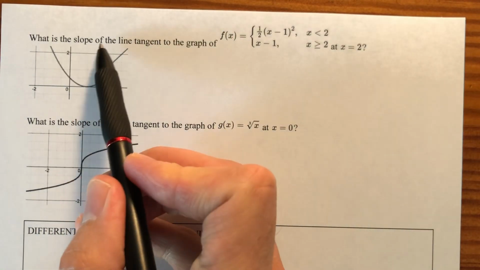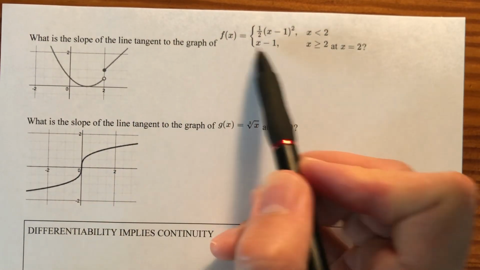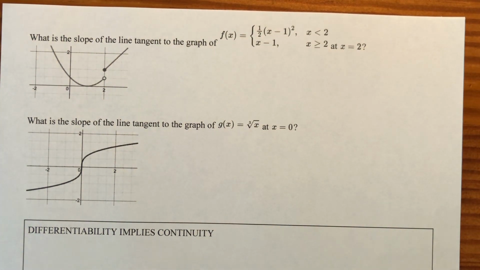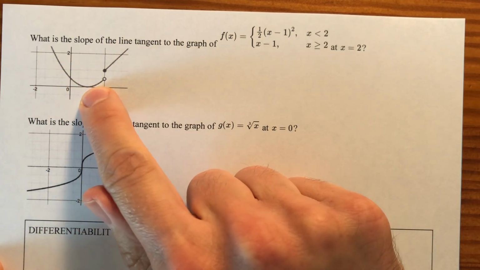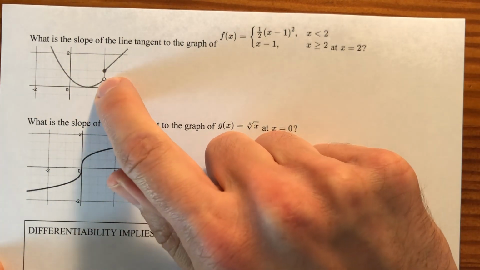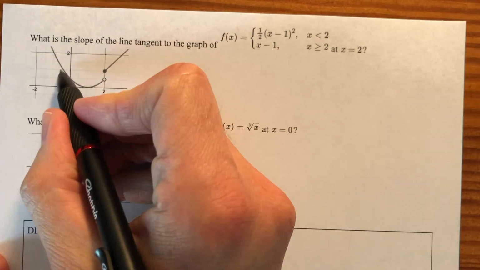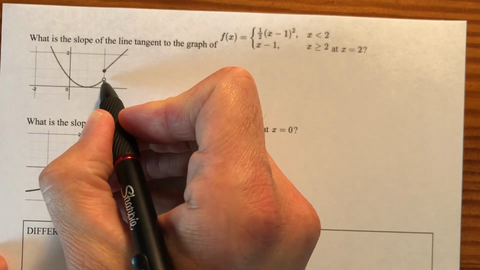So what is the slope of the line tangent to the graph of this function at x equals 2? Man, this is going to be great. But as I look at this, I'm coming in from this side. I wonder what the slope is at that point. Okay, I am pointing at an open circle. I wonder what the slope is coming in at that point.